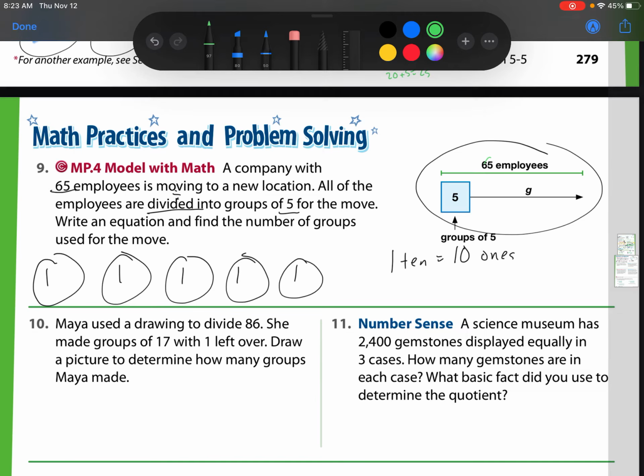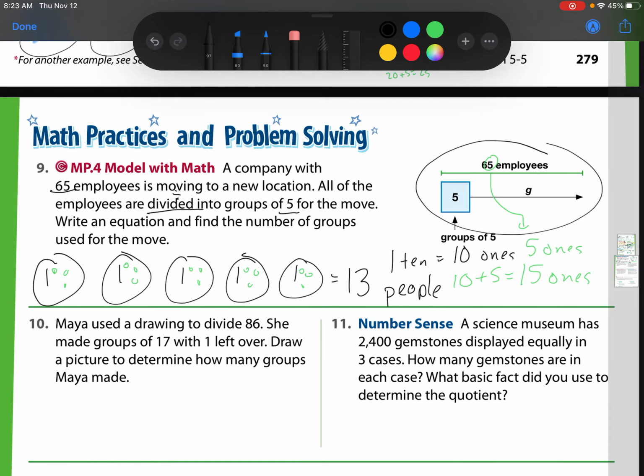And we notice here we have 5 ones. So what is that? Well, that is 10 plus 5. We have 15 ones. So let's distribute those and see what we have. 1, 2, 3, 4, 5, 6, 7, 8, 9, 10, 11, 12, 13, 14, 15. So what do we have? Well, we have 13 in each group.